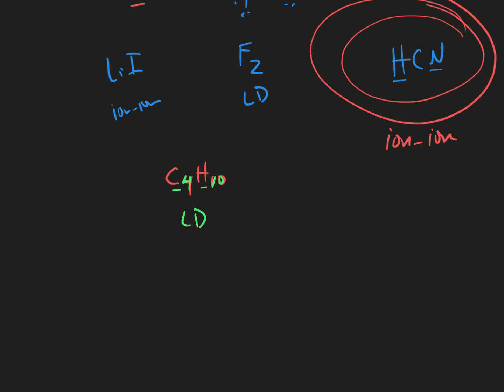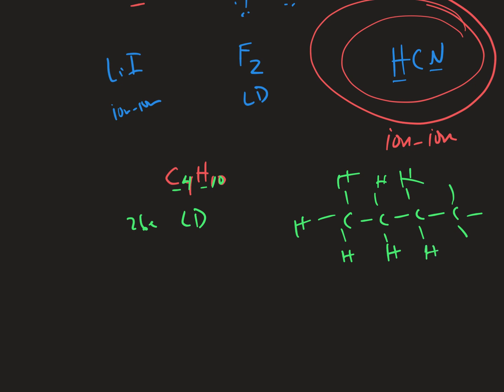But ladies and gents, you can figure it out. We can count the valence electrons. 4 times 4 is 16, plus 10, there's 26 electrons. There's 4 carbons bonded together, and 10 hydrogens. Zero lone pairs. 0 polar bonds. It's still nonpolar. Good?